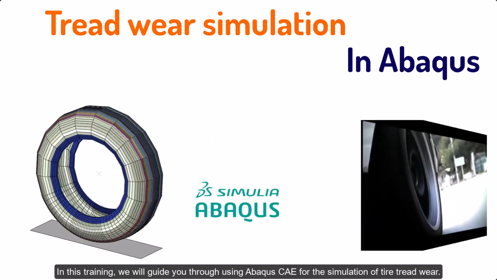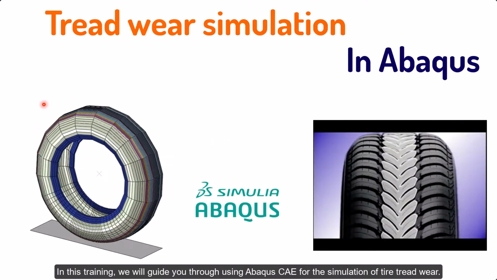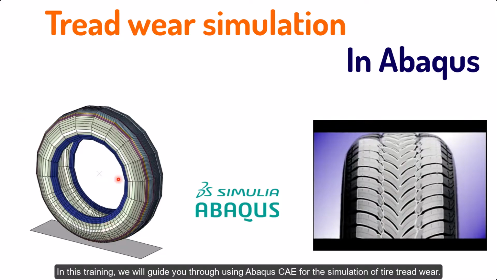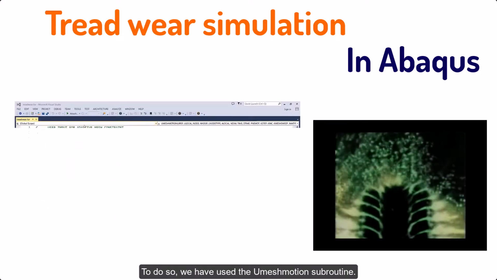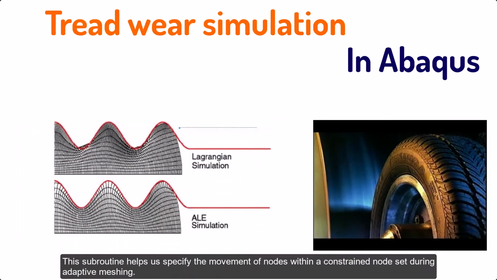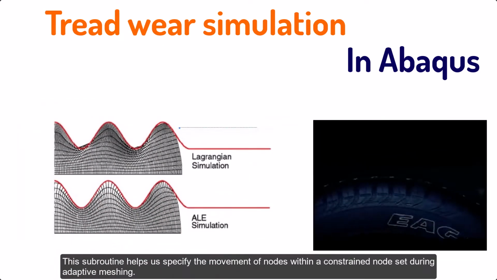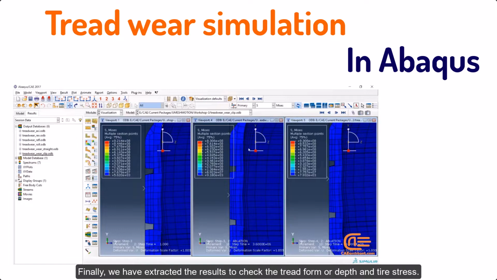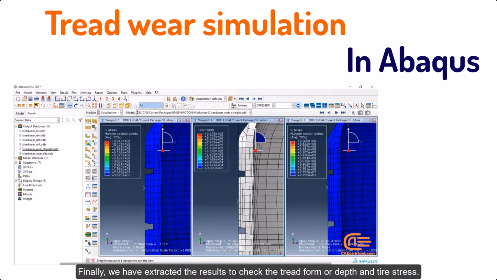In this training, we will guide you through using Abaqus CAE for the simulation of tire tread wear. To do so, we have used the UMESHMOTION subroutine. This subroutine helps us specify the movement of nodes within a constrained node set during adaptive meshing. Finally, we have extracted the results to check the tread form or depth and tire stress.